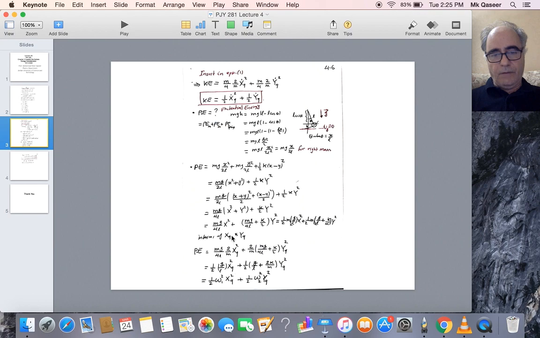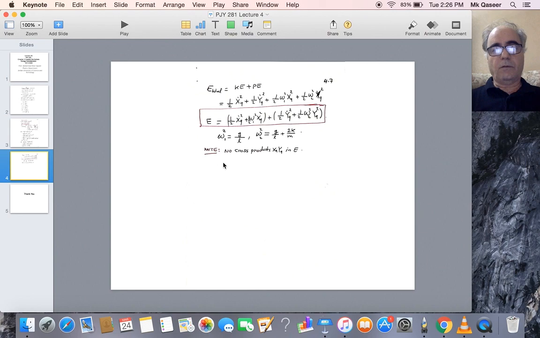Now we have to use the new definition of the normal coordinates X sub q and Y sub q. Insert this in the above equation. We get this form: half g over L X squared sub q plus half (g over L plus 2k over m) times Y sub q squared. This is omega 1 squared and this term is omega 2 squared. So we have for the potential energy half omega 1 squared X squared sub q plus half omega 2 squared Y squared sub q.